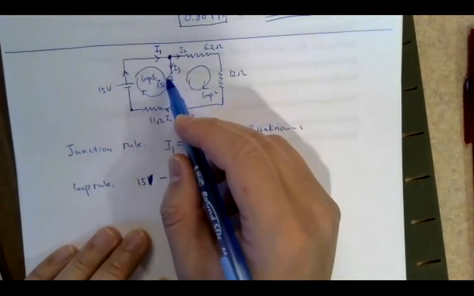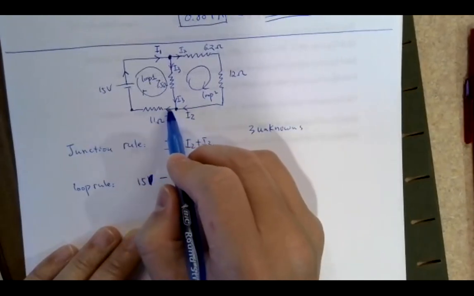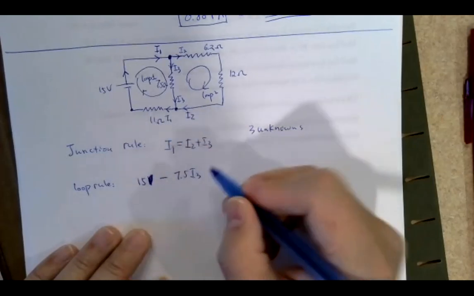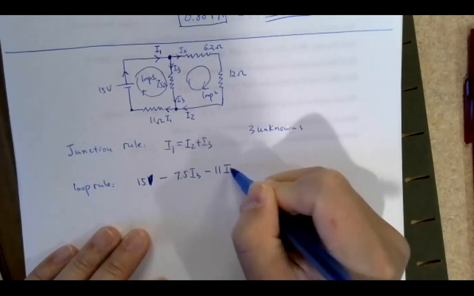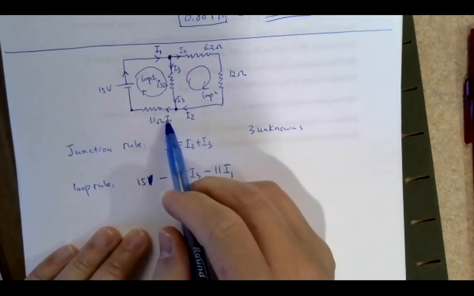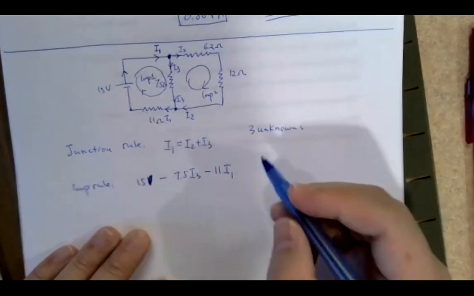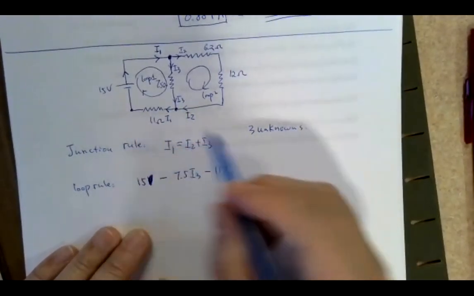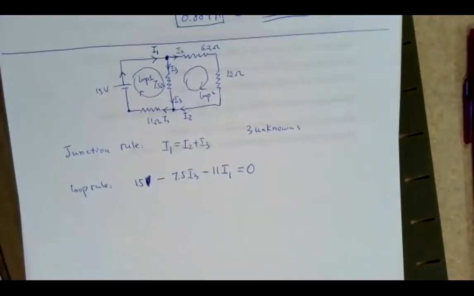In this loop, the second resistor you encounter will be this one, and the current goes through in that direction. So that means minus 11 ohms times I1. Pay attention to which I you should use. It should be the current going through that resistor. Then you go back to your original starting point, and that gives you 0. The potential change when you complete a loop should be equal to 0.